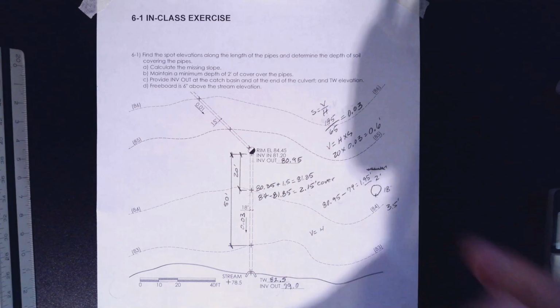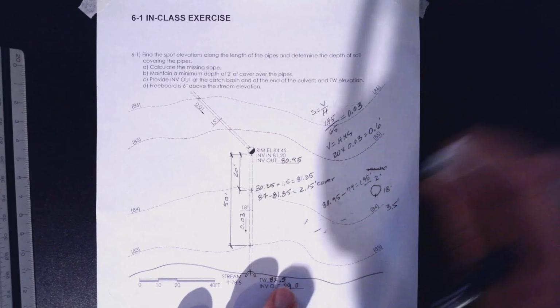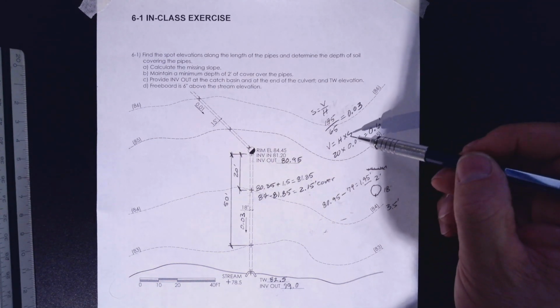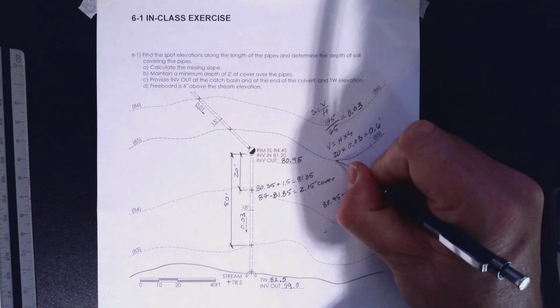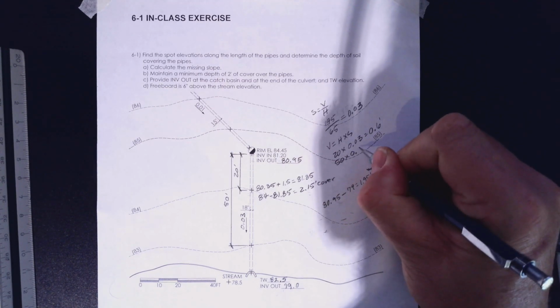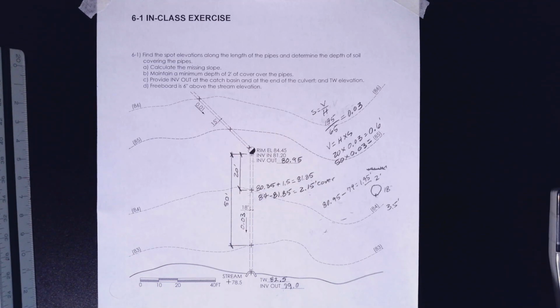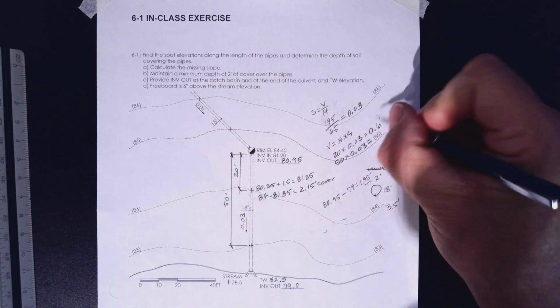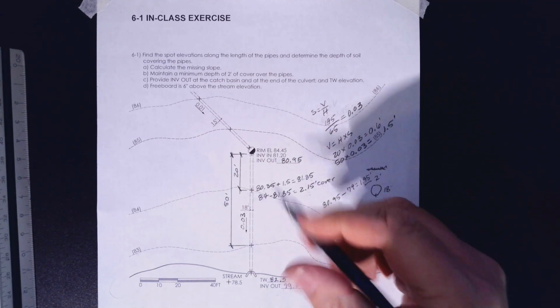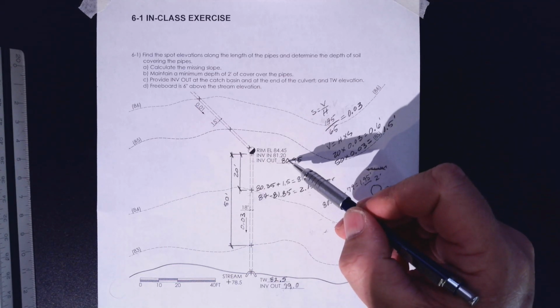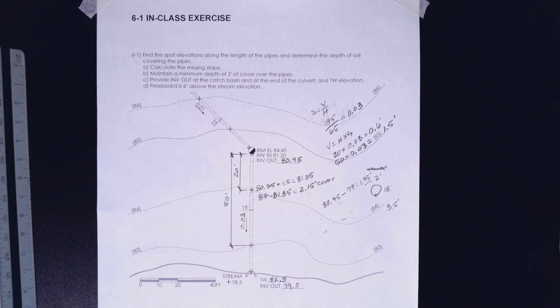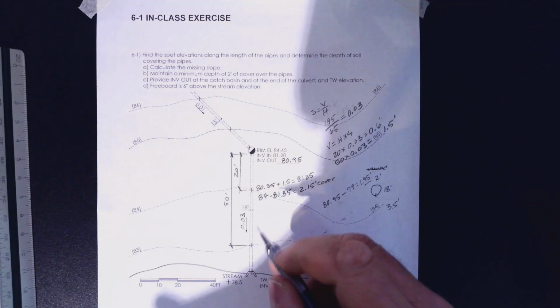Vertical equals horizontal times slope. I don't need to write that down again. You guys know that by now. Plus we have it right here. So now we're going 50 feet at that same 0.03, and 50 times 0.03 equals 1.5. So it drops 1.5 feet from here. The invert out is 80.95, so we have to subtract 1.5 from that. 80.95 minus 1.5 equals 79.45.